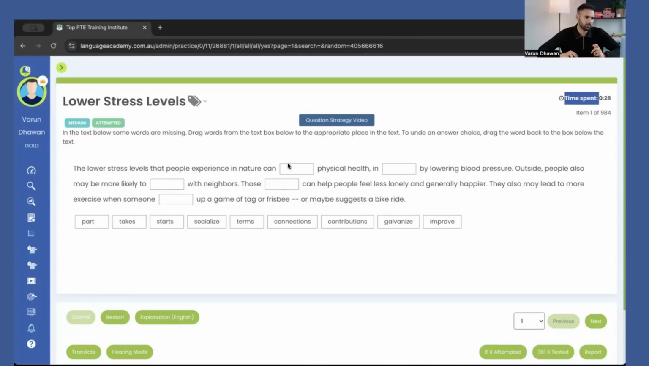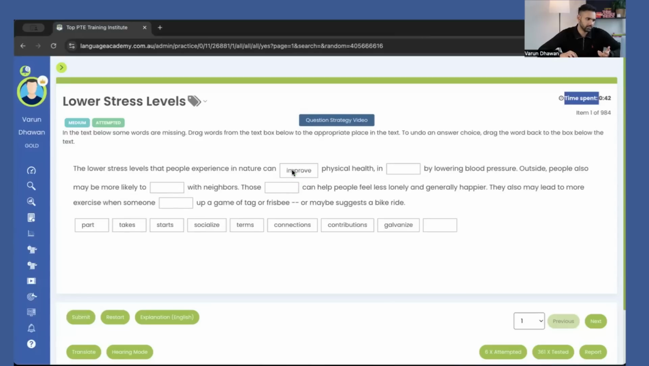Once you figure it out this way, I've just done it on the basis of context. My stress levels are lower in nature, my physical health will be better. So there will be a positive word over here, can improve physical health. Let's say, all right. In dash by lowering blood pressure, in part by is a collocation. Let's place it here.